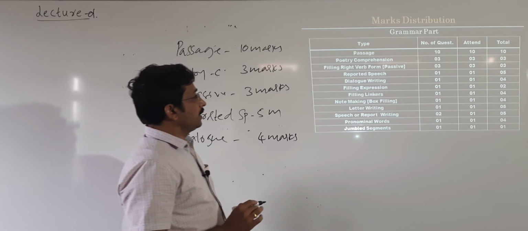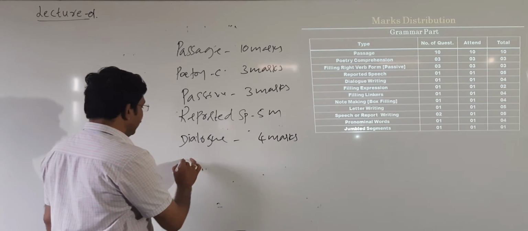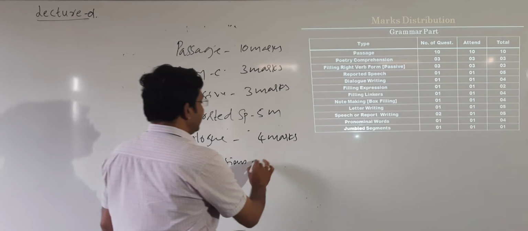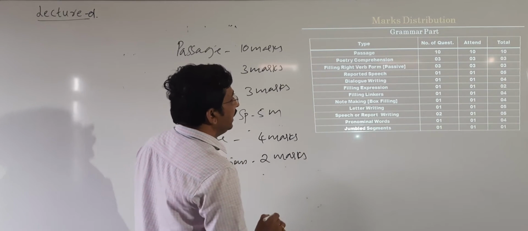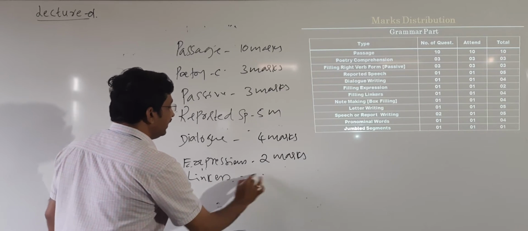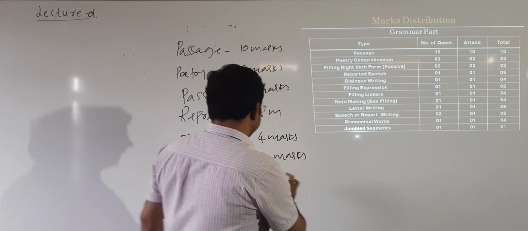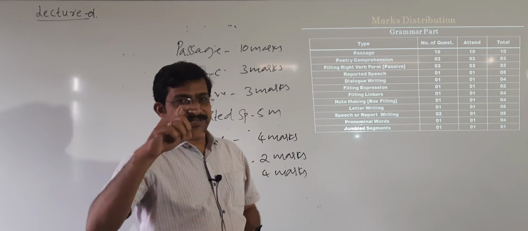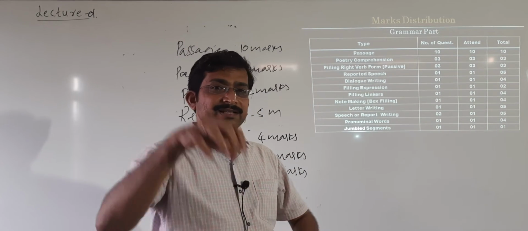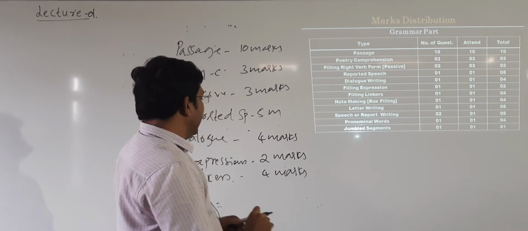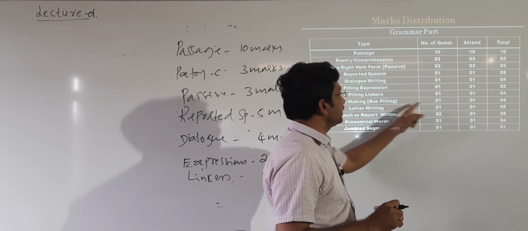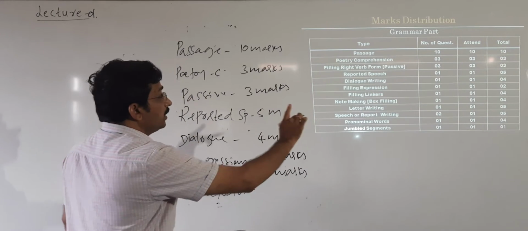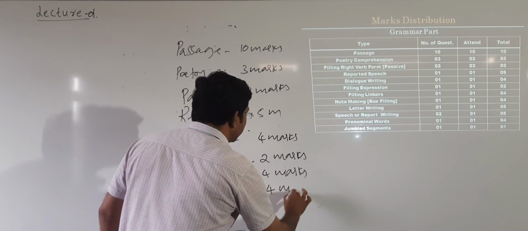And next, filling expressions in the given blanks, it is for 2 marks. And filling linkers, it is for 4 marks. And next it is note making. A passage will be given. By reading the passage, we have to write answers in the given boxes, and there will be 8 boxes, and total marks is 4 marks. So box notes or note making is for 4 marks.